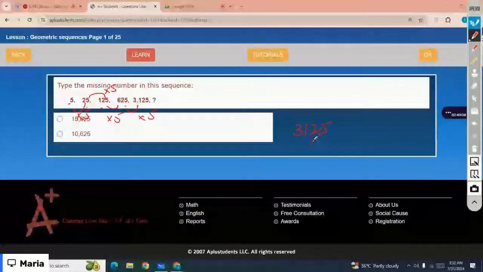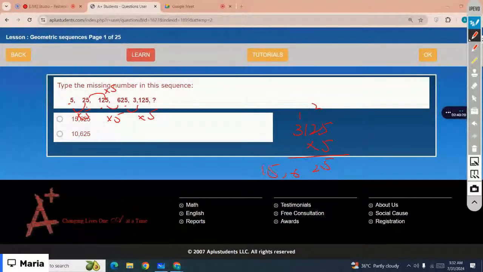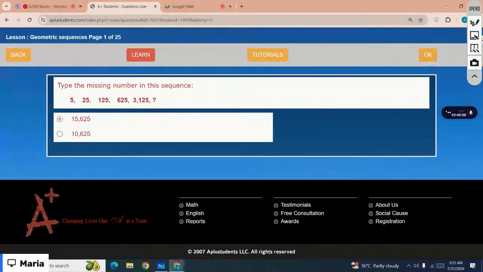Multiply 3125 times 5. 5 times 5 is 25, 5 times 2 is 10, 1 carry, 5 times 1 is 5, 6, and 5 times 3 is 15. So the correct option is 15,625. Option number 1 is the correct option.